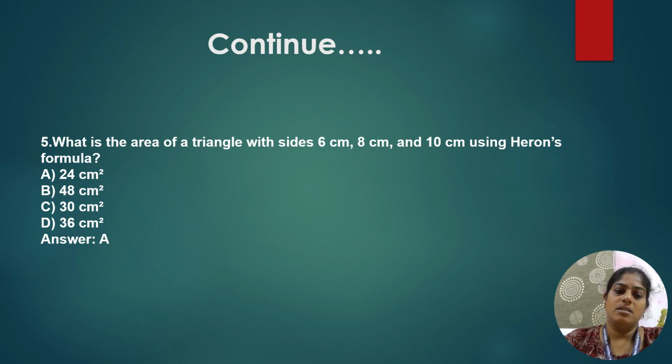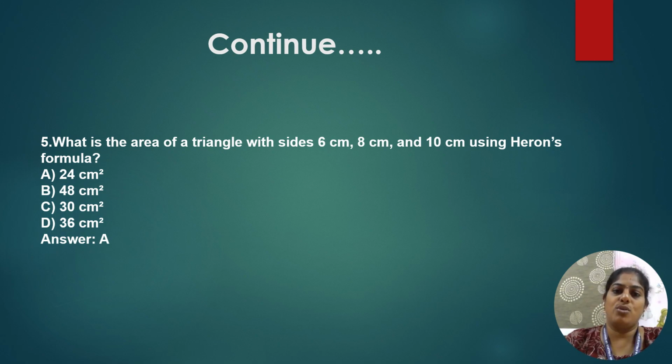So fifth question, what is the area of triangle with the sides 6 cm, 8 cm and 10 cm using Heron's formula? Can you find it? Yes, by using Heron's formula. First you calculate the value for semi-perimeter. After that substitute and find the answer.